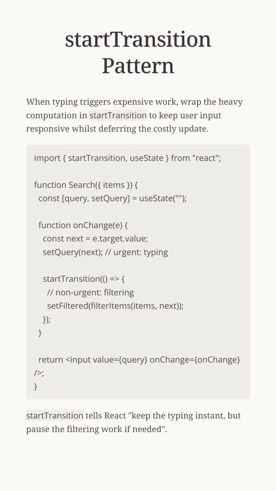Let's look at startTransition. Imagine you have a search bar that filters thousands of items. Typing is urgent. It must feel instant. Filtering the list is heavy work. It can wait a little. In the code, we update the search text immediately so the typing feels snappy. Then we wrap the filtering logic inside startTransition. This tells React, treat the filtering as non-urgent. If the system is busy, pause that heavy update, but never block the typing. In plain English, startTransition keeps urgent updates instant, while deferring expensive ones to keep the app smooth.